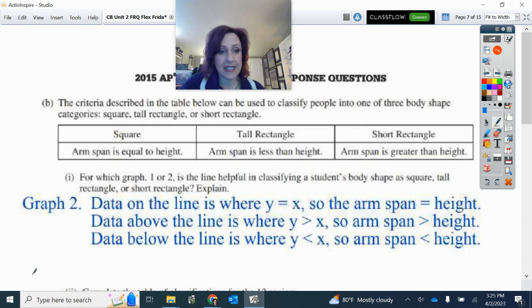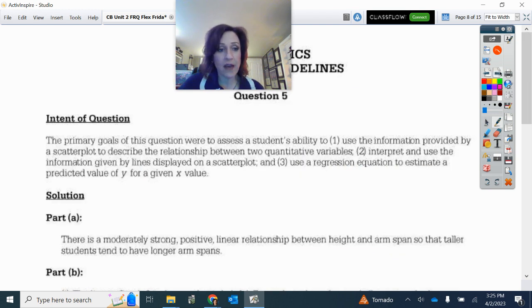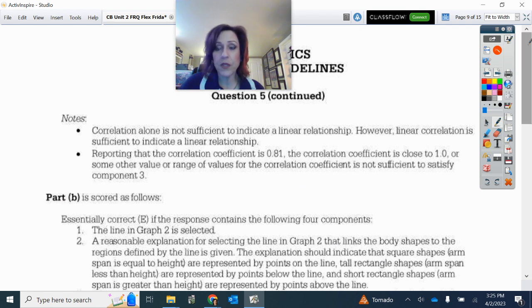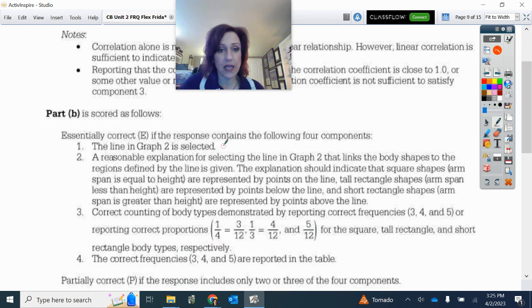So in all of these cases, the line that was most helpful in determining this was the y equals x. So I chose graph 2 as the answer for this one, because any data point on the y equals x line is the arm span equaling the height. Above is the arm span greater than the height, and below is the arm span less than the height. So to get full credit on this problem, you had to indicate graph of line 2. So if you didn't do that, you're out.